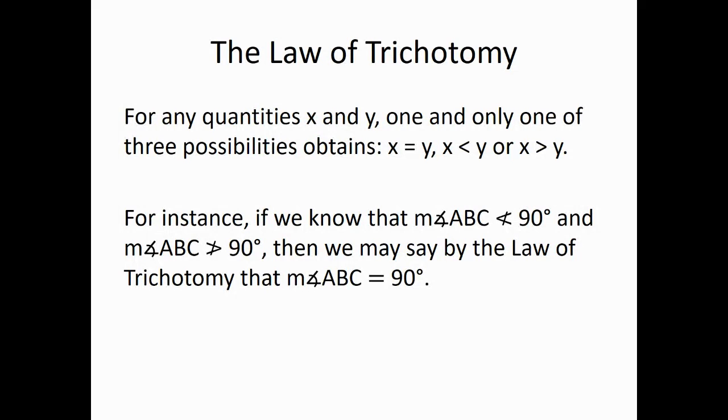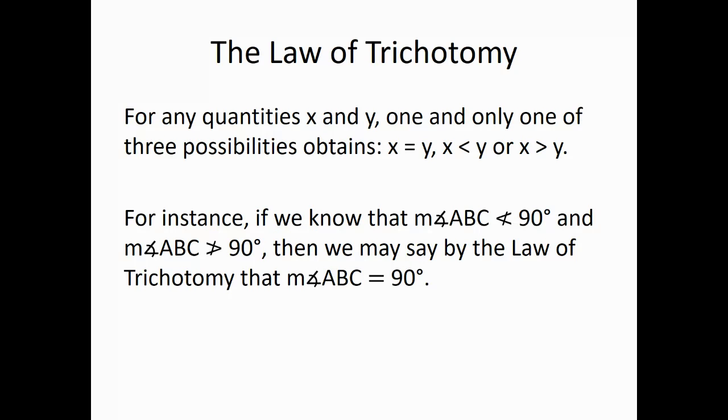Now, law of trichotomy. Perhaps you've never actually encountered this before, but like the others, I think you will find it obviously true. And it says this: let us say that we have two quantities, x and y. Then one of three possibilities obtains. Either x is equal to y, or x is less than y, or x is greater than y. That is, when we actually compare two quantities together, we must have one of these three possibilities. So, for instance, let us say that we know that the measure of ABC is not less than 90 and it's not greater than 90. It will follow that it equals exactly 90.